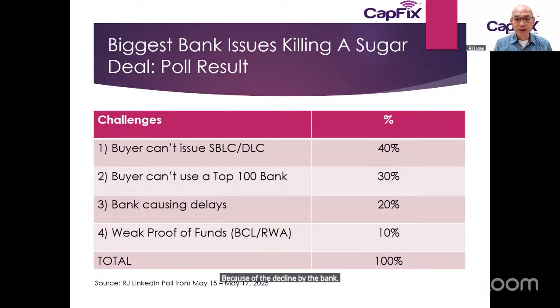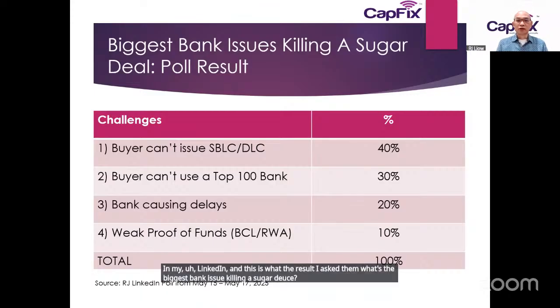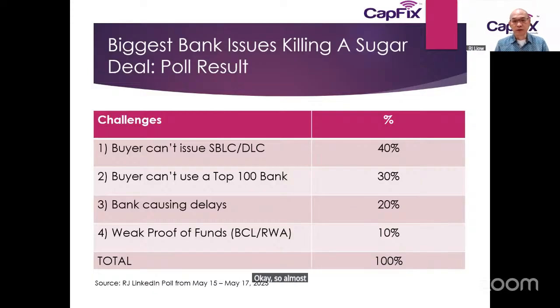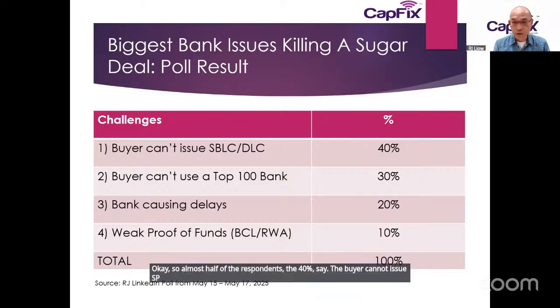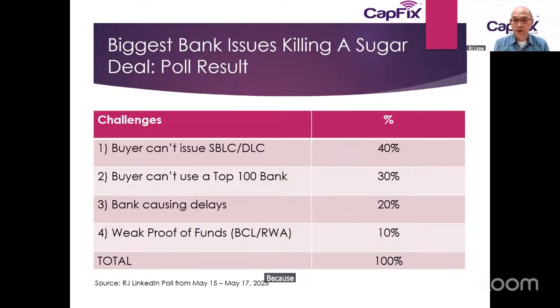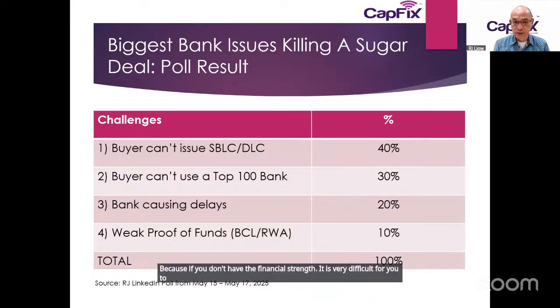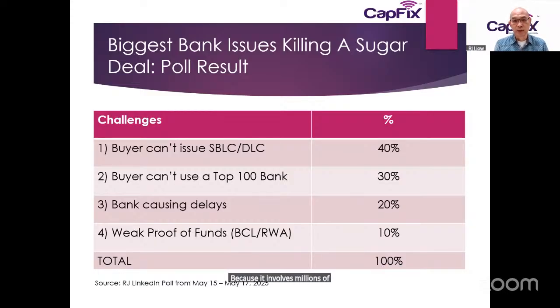I ran a mini poll on my LinkedIn, and this is the result. I asked them, what's the biggest bank issue killing a sugar deal? Almost half of the respondents, 40%, say the buyer cannot issue SBLC and DLC. Of course, because if you do not have the financial strength, it is very difficult for you to participate in this game, to buy, because it involves millions of dollars to buy one vessel of minimum 12,500 metric tons.